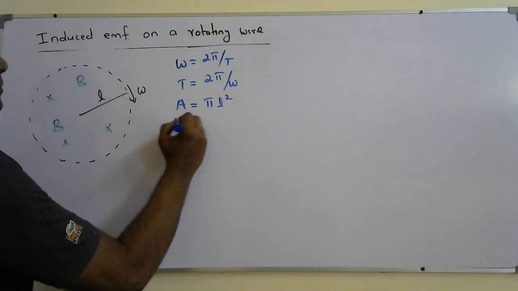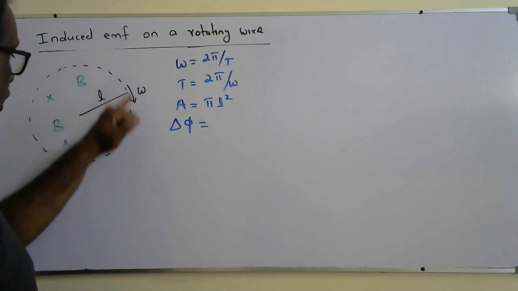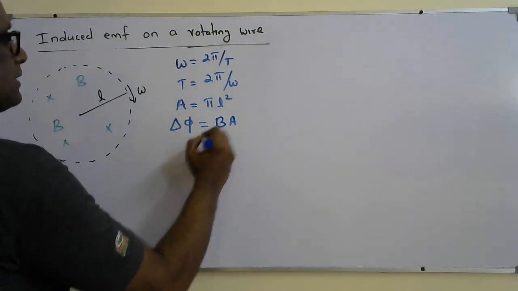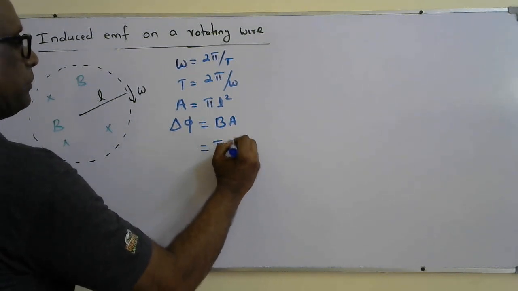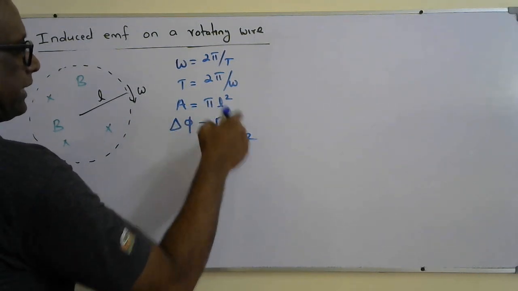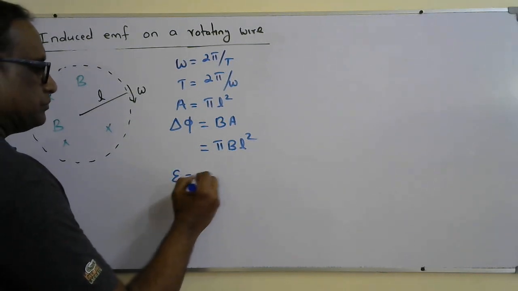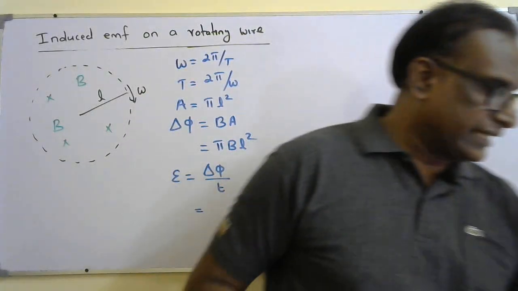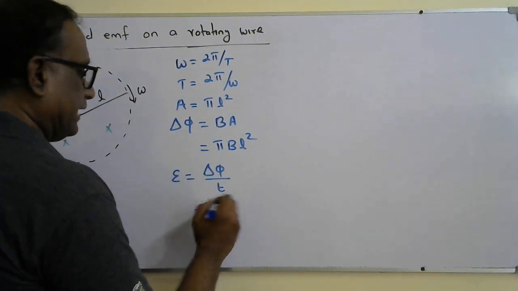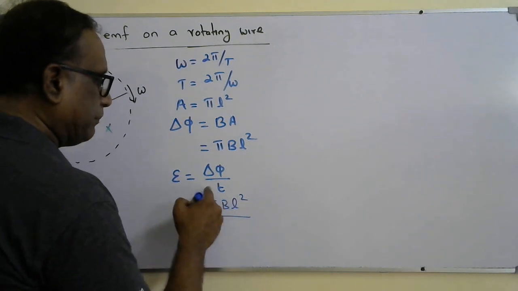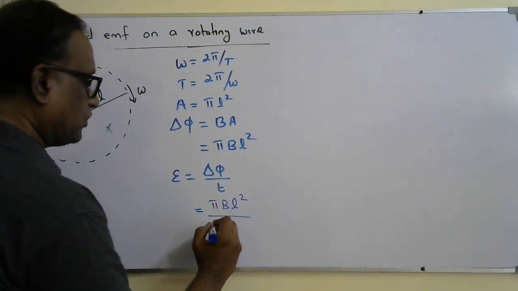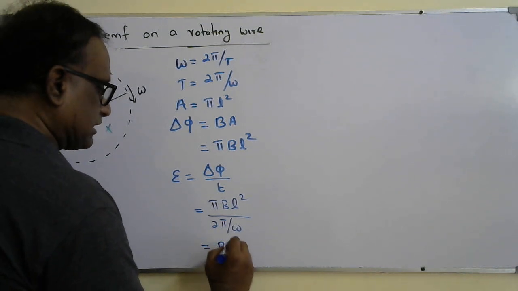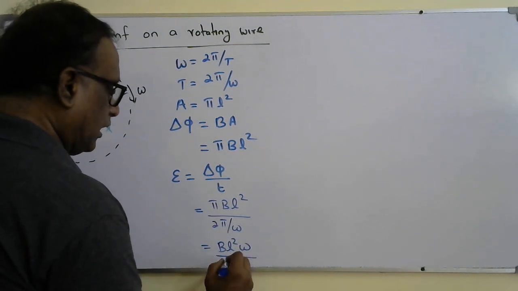So the amount of magnetic flux swept by the rod or wire when it completes one full circular path is phi equals BA, that is B into A, so B pi L squared. Induced EMF is given by change in flux over time taken. We consider one full circular path. During one full circular path, the change in flux is pi B L squared, and the time taken is one period, that is 2 pi over omega. So pi and pi will cancel, giving B L squared omega over 2.